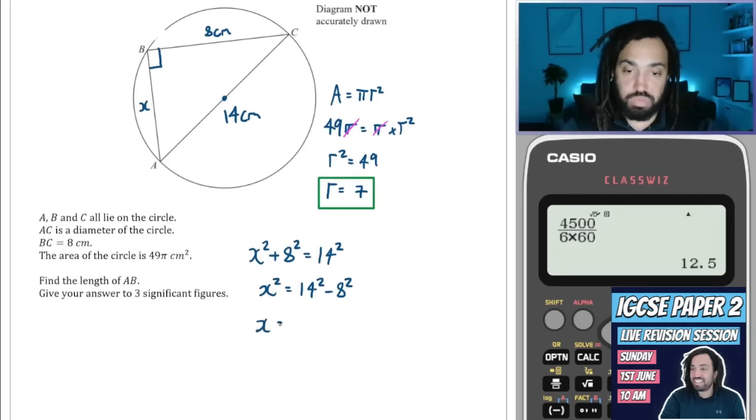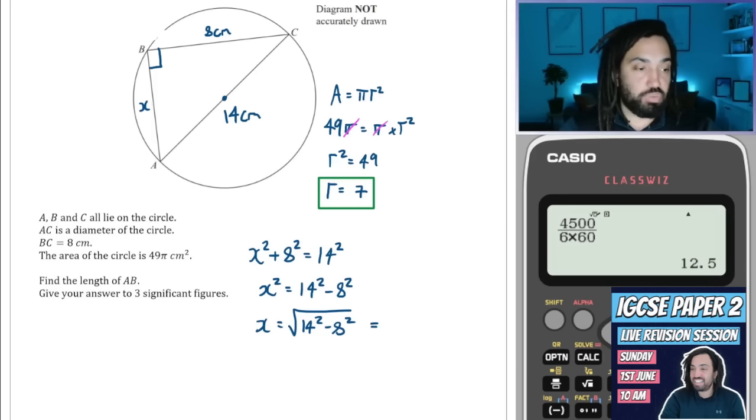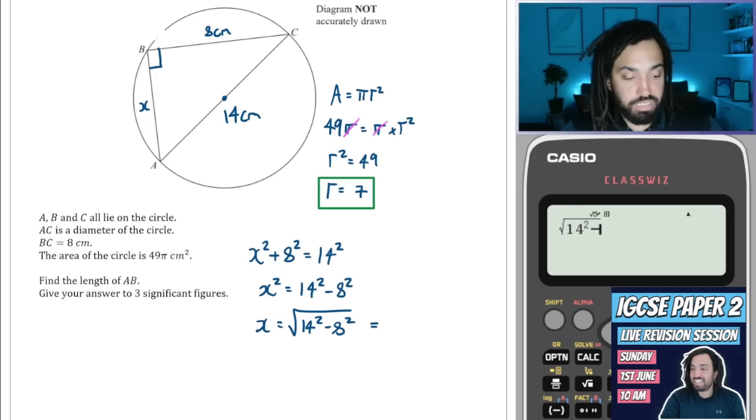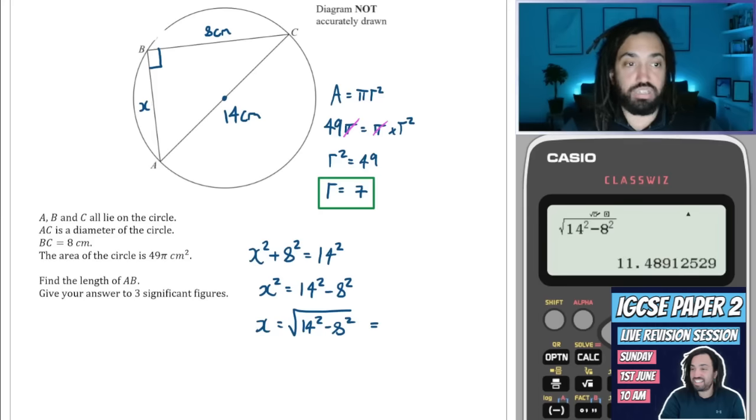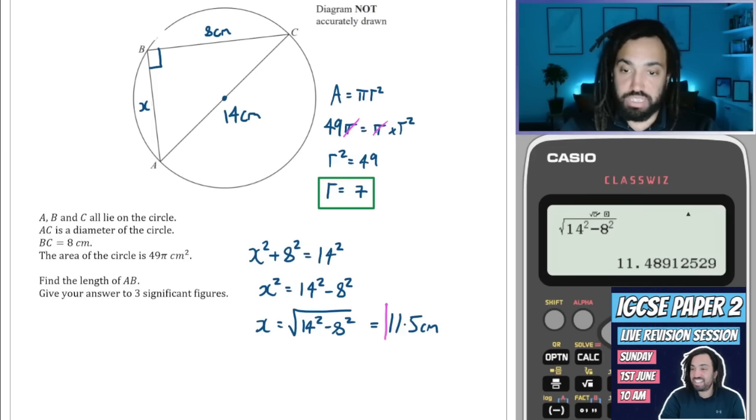So x will be the square root of 14 squared minus 8 squared. We do that calculation and we get, to three significant figures, 11.5 centimetres. Perfect.